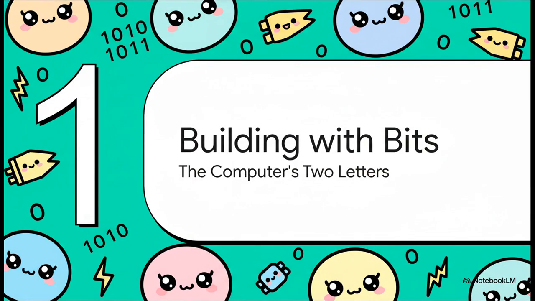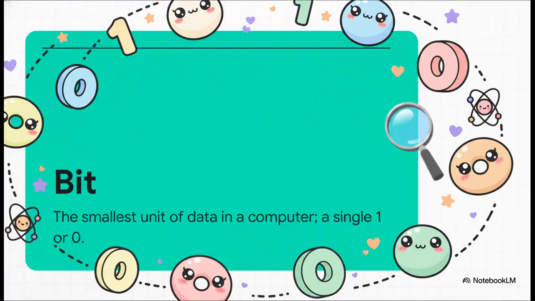Okay, so to really understand this language, we have to start small, like ridiculously small. We're going right down to its most basic letter, the absolute smallest piece possible. And that smallest piece is called a bit. Seriously, think of it as a single atom of information. All it can be is one of two things, either a 1 or a 0. That is it. Every single piece of data in our digital lives is built up from these tiny little things.